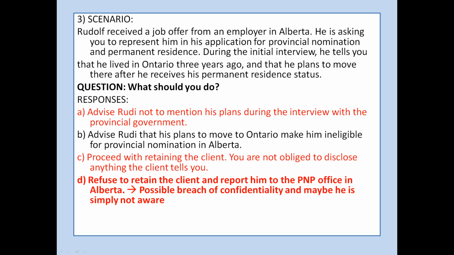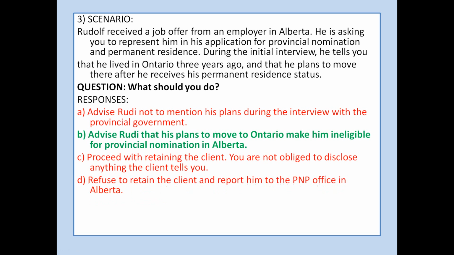So if he says he wants to do this, you wouldn't report him right away. You'd advise him. And then if he's still going to do it, then that's a different situation. But yes, the correct answer is you'll advise him that he'll be ineligible for a PNP program in Alberta if he plans on moving to Ontario right away.